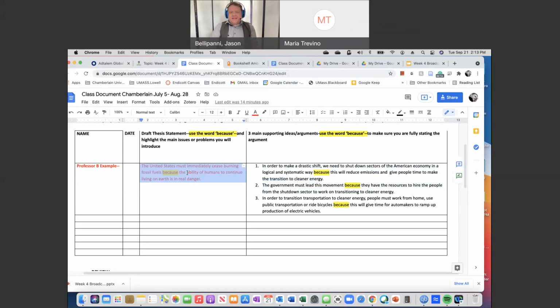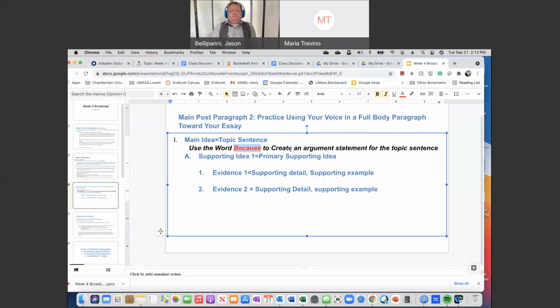So my thesis statement is broad. My supporting ideas, I have three of them. That ultimately you want three. For this week, you only need to have one. So it's one of the points that you're going to make. So I have my topic sentence.